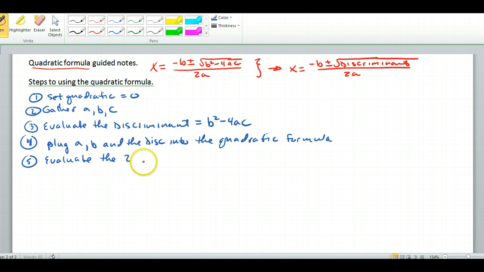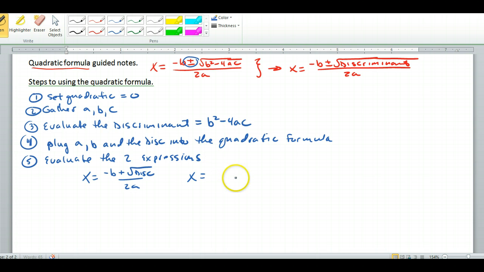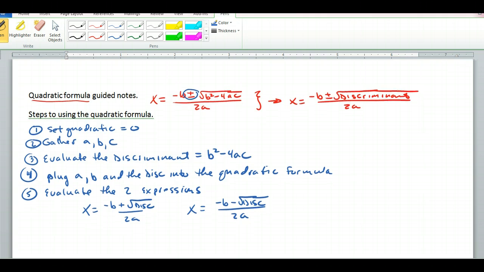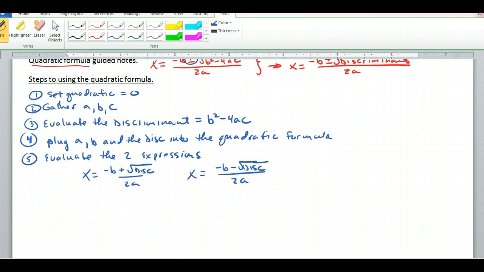And then finally, the last step is to evaluate the two expressions. What do I mean by that? Remember, you're going to have x equals the opposite of b plus the square root of the discriminant all over 2a. But then your second one, the plus and minus tells us we're going to add it one time, and then we're going to subtract it the second time, all over 2a. And this is where we get our two answers. So, let's take a look at a few examples here.